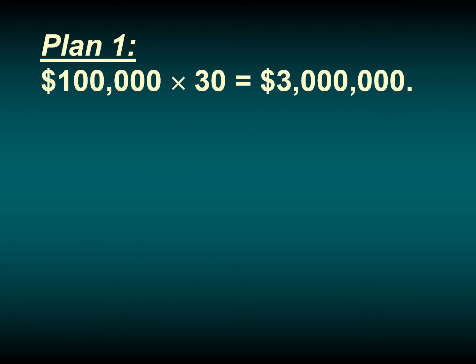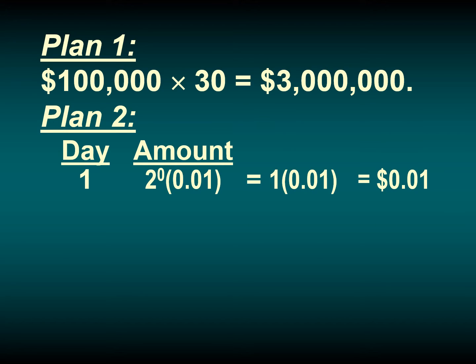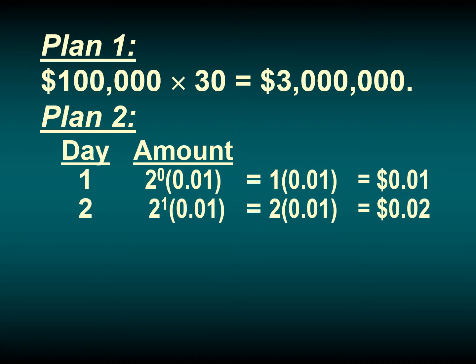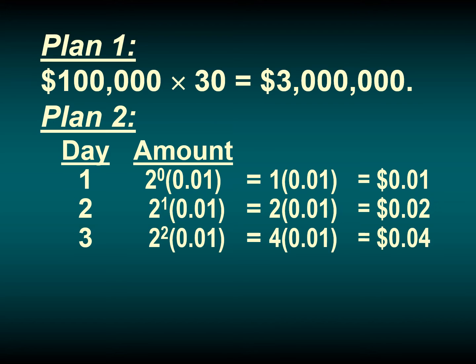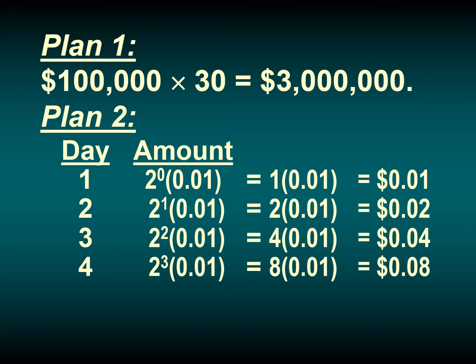Plan 1, if you have 30 days and you get $100,000 each day, that is a lot of money. We're talking about $3 million. Plan 2 takes some work to calculate. On day 1, you just get your 1 penny, right? On day 2, you get double that, so you have 2 pennies. On day 3, you get double that, so that means you have 4 pennies. On day 4, you double that, and you get 8 pennies.